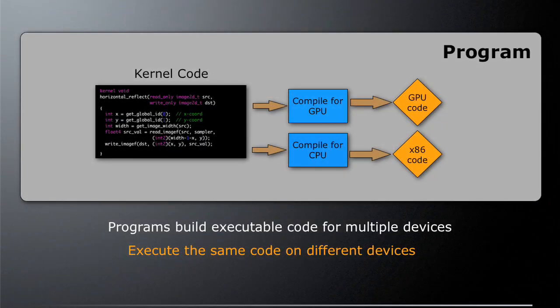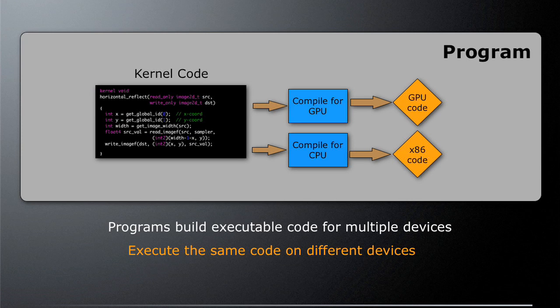So let's say we have a program object here. The first thing we're going to have is some kernel code, shown on the left. We're going to take that kernel code and compile it for the GPU, and that'll give us GPU code. But let's say we also have an OpenCL device that is using the AMD CPU. In that case, we'll have to compile it for the CPU and we'll get x86 code for that. So we'll have two different kernel binaries, one that'll run on the GPU and one that'll run on the x86 CPU.